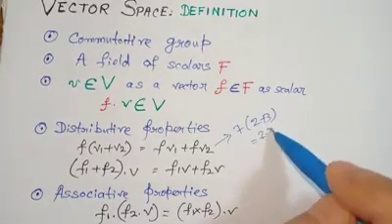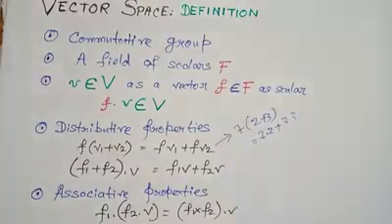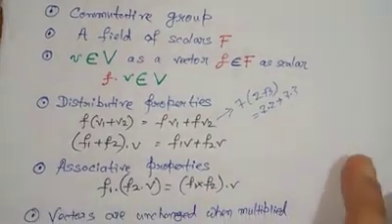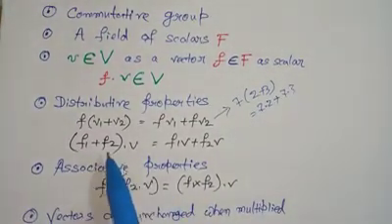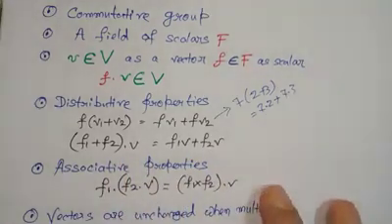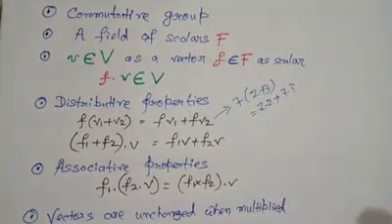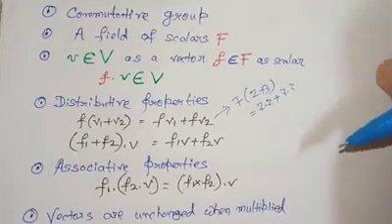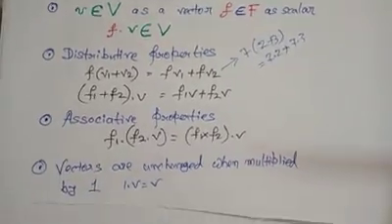7 into 2 plus 7 into 3. So this is the distributive property in certain cases. This is another example, f1 plus f2 multiplied by v. Associative property, we have seen this one. I think this is quite clear. f1 multiplied by f2 times v gives you this one.